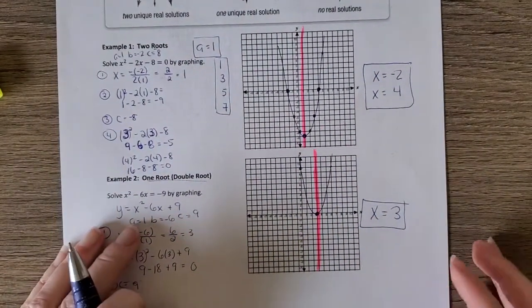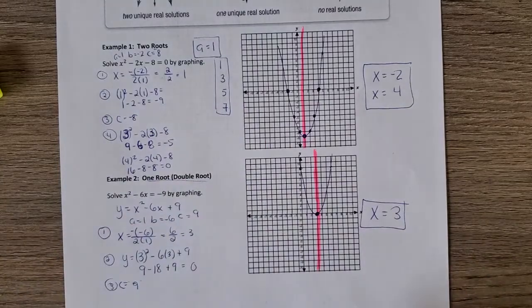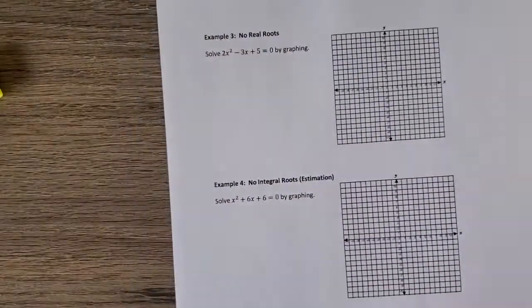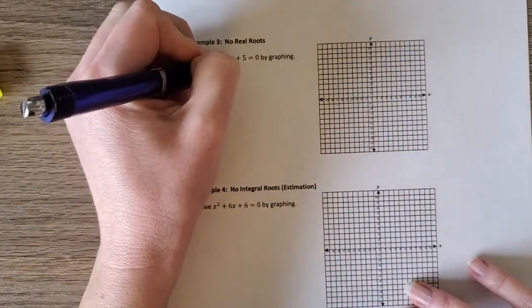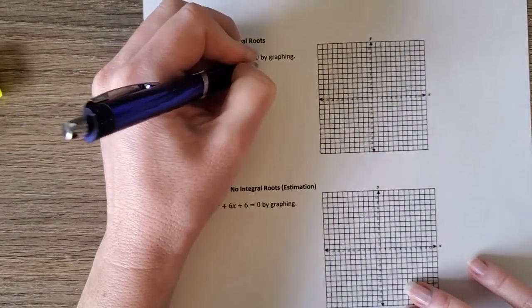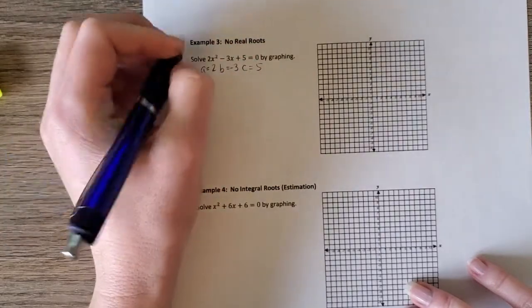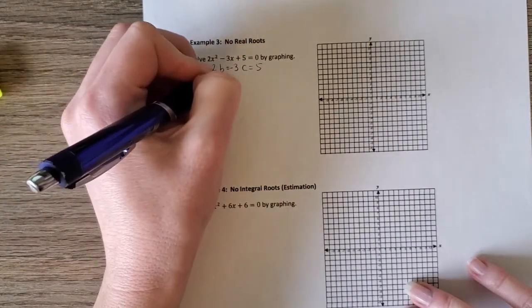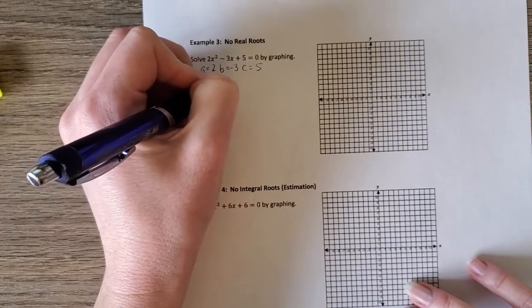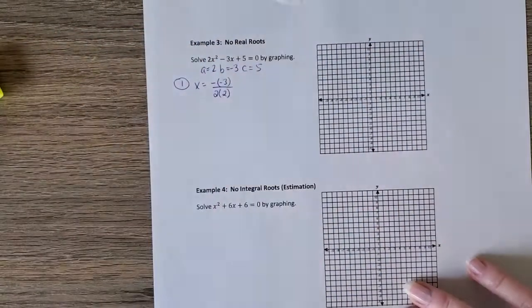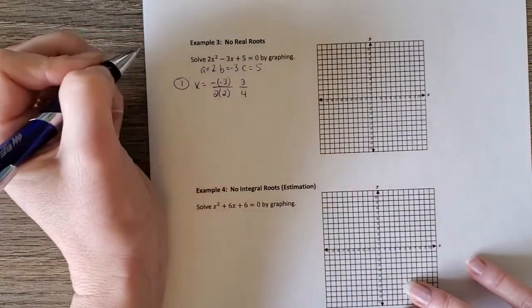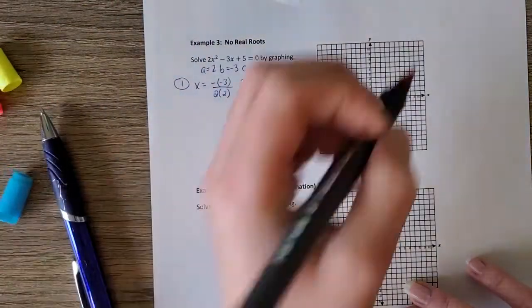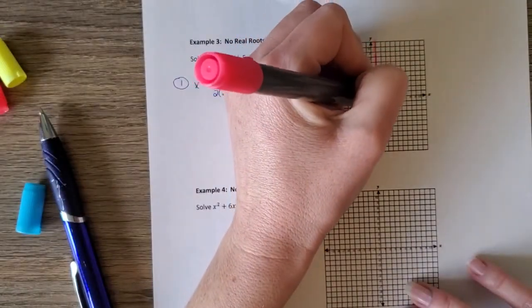Okay, so now we're going to look at a couple more examples of this. So example 3, again, A equals 2, B equals negative 3, C equals 5. So step 1, x equals negative negative 3 over 2 times 2. Okay, so we've got negative negative 3, which would be 3. 2 times 2 is 4. So the axis of symmetry is at positive 3/4.